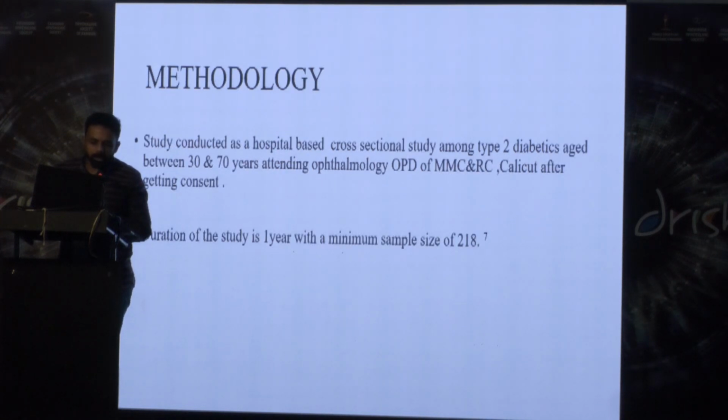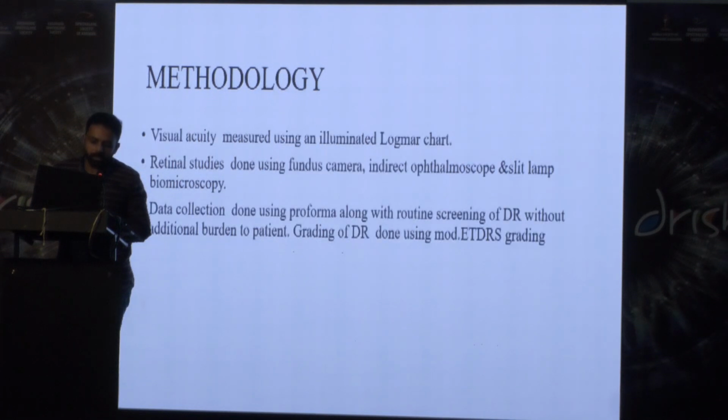Methodology: the study was conducted as a hospital-based cross-sectional study among type 2 diabetics aged between 30 and 70 years attending the ophthalmology OPD of MMCRC, Calicut. After getting consent, the duration was 1 year with a minimal sample size of 218. Visual acuity was measured using an illuminated logMAR chart. Retinal study was done using fundus camera, indirect ophthalmoscope and slit lamp biomicroscopy.